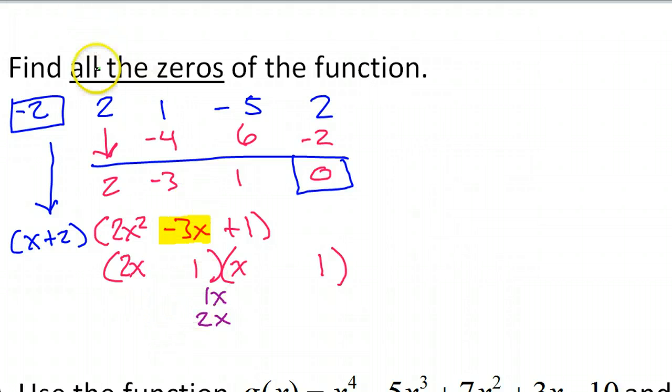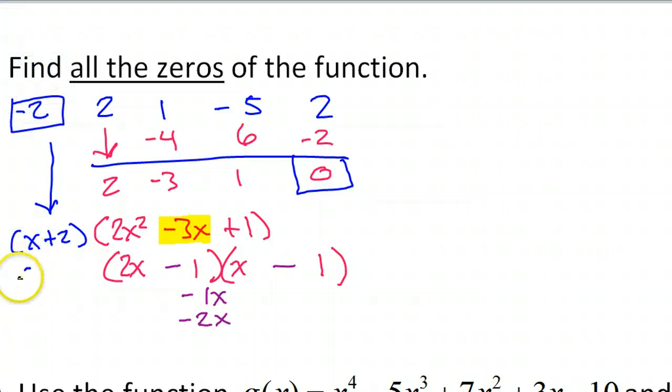Is there a way I can pick the signs to get -3x? Sure, if both of these were negative. So that would make this negative and this negative. Now, will that give me a +1? Sure, a -1 times -1 is +1. So we have factored it correctly.